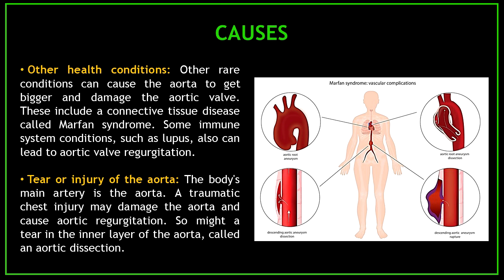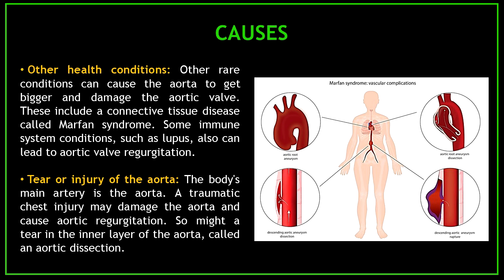We also have other health conditions. Other rare conditions can cause the aorta to get bigger and damage the aortic valve. These include a connective tissue disease called Marfan syndrome, and some immune system conditions, such as lupus, also can lead to aortic valve regurgitation. And the last cause of aortic regurgitation can be a tear or injury of the aorta.